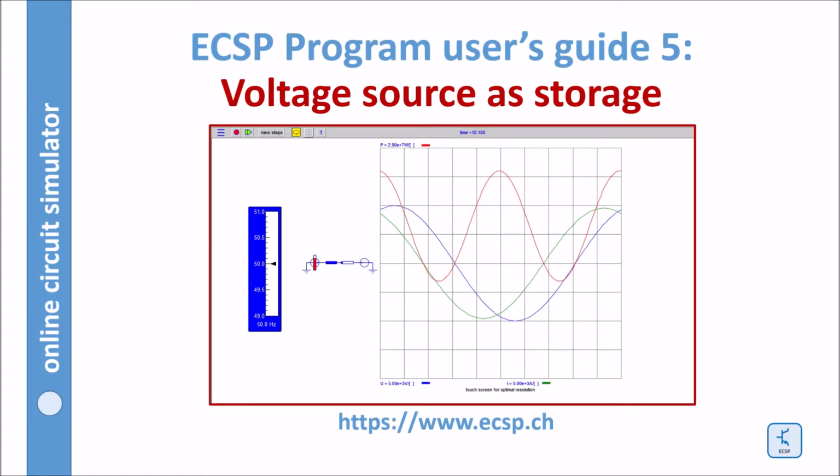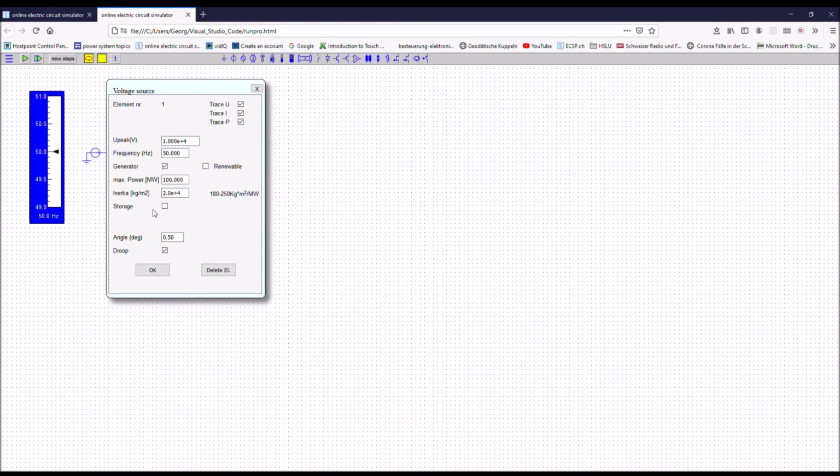You can also use the generator as a storage unit. In order to get the storage ready, I just push the tick box for storage. Of course, the tick box for generator must be on as well. And then I put some megawatt hours which I want to store. So the storage capacity is, in this case, let's say 0.3 megawatt hour.